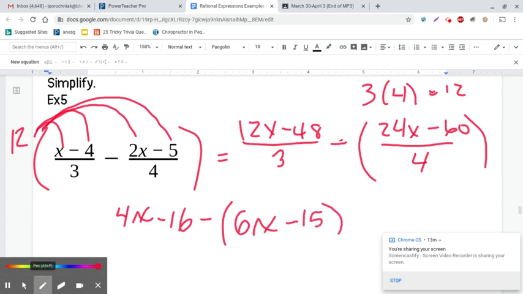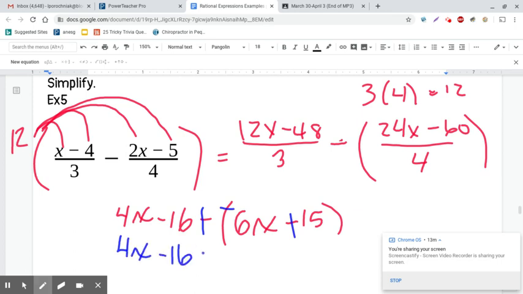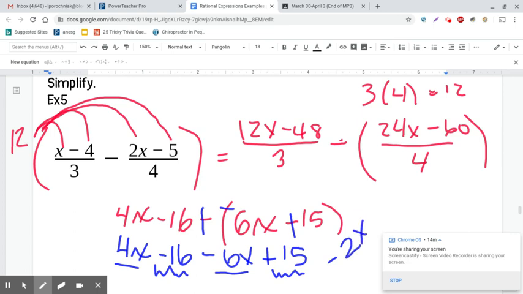So, just like I did before, to make things easy, I change my signs. This becomes a plus, this becomes a negative, this becomes a plus. So I end up with 4x minus 16 minus 6x plus 15. I like to rewrite it because it's nicer. Combine like terms. The 4x goes with the negative 6x. The negative 16 goes with a positive 15. All right, so 4x minus 6x gives us negative 2x. Okay, and then a negative 16 plus 15 gives us a negative 1. So this right here is your answer.